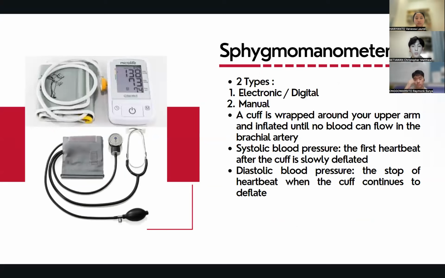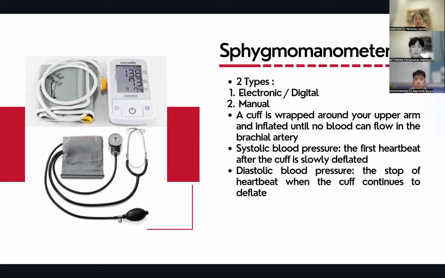Next. There are two types of sphygmomanometer. The first one is the electronic or digital version, and the second one is the manual version. The electronic version is shown in the top picture, and it can display the blood pressure readings digitally and automatically detect the systole and the diastole. Meanwhile, the manual one requires the user to pump and release the air into the cuff by themselves, and the readings are given on a dial.